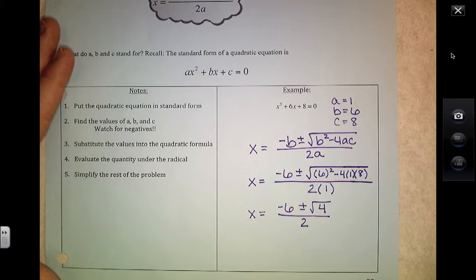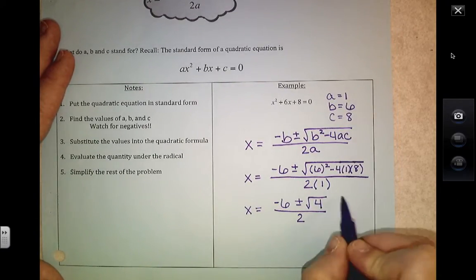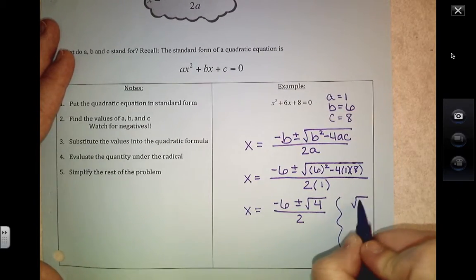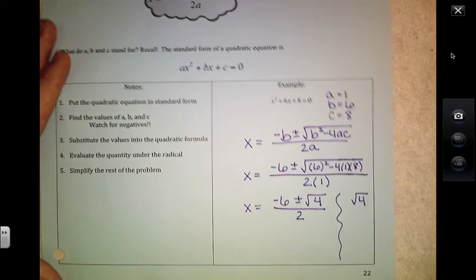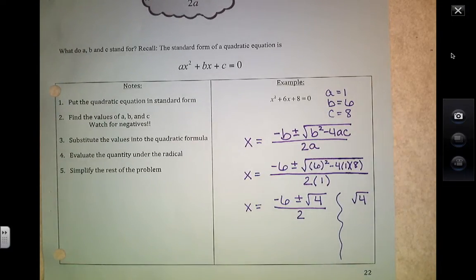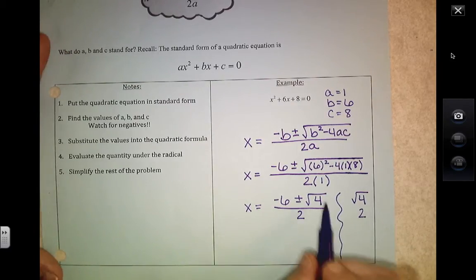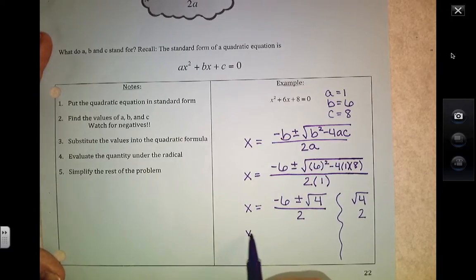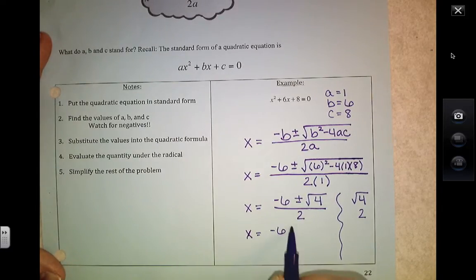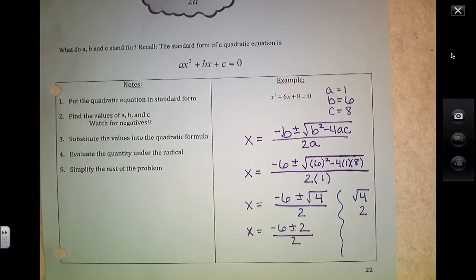Now you take a look at your radical and you decide what to do with it. So I'm just going to kind of do this off to the side. Radical 4. Is it a perfect square, or do I need to simplify it? In this case, it's a perfect square, so let's take the square root of 4, and we get 2. So we're going to replace that with 2. So x equals negative 6 plus or minus 2 all over 2.